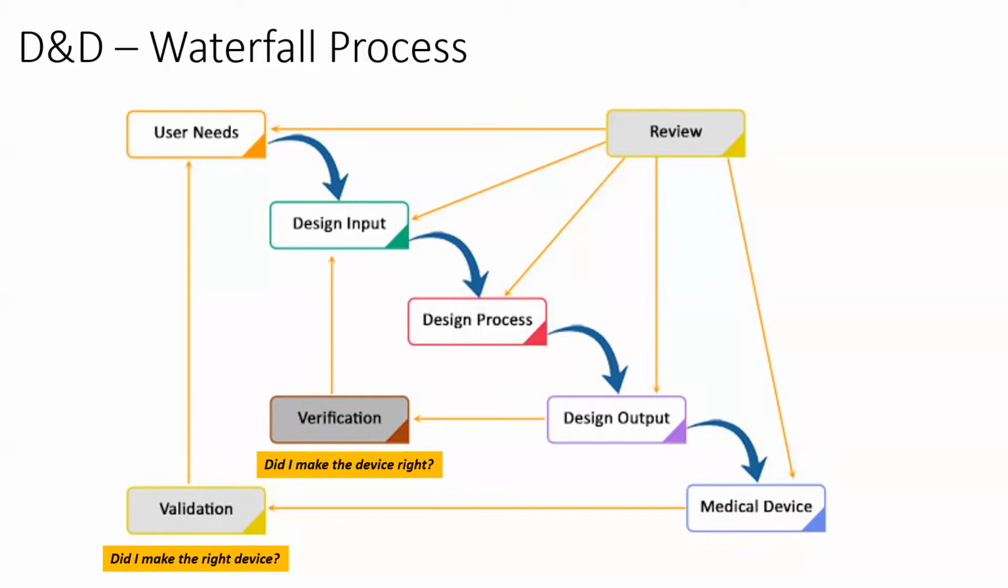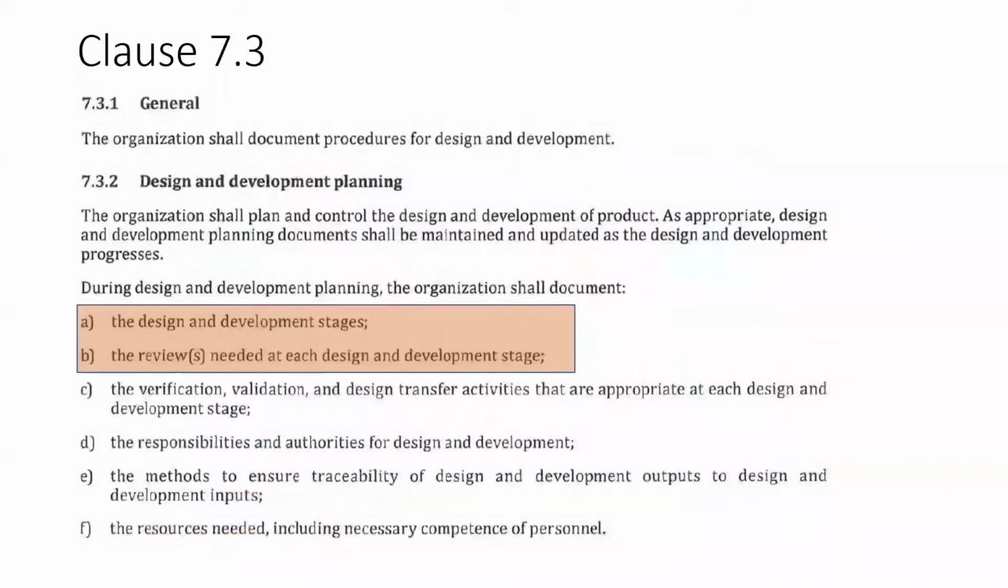Validation checks whether the final finished medical device, the eventual product, meets the needs of the user, right? This is not about whether there was a small engineering error in the calculation, or a drawing mistake. This is about whether the device in its entirety fulfills what the user's requirement was, which means, did I make the right device? Okay, so it's just the transposition of one small word, but a whole big difference in meaning. So this takes us to the next aspect of clause 7.3.